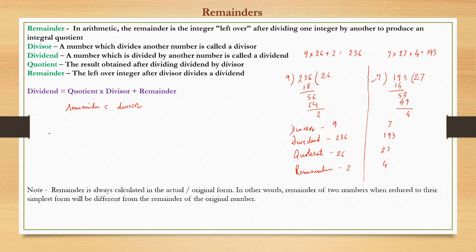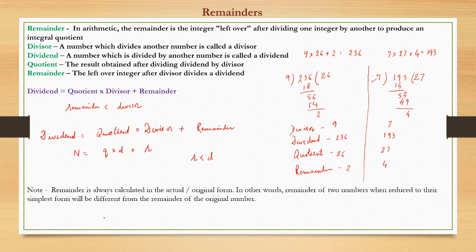So what is the relationship? We can write the dividend as the product of quotient and divisor, added to the remainder. So this is a very standard relationship where any number can be written as a product of q into divisor plus r, where r will always be less than the divisor d. Right, so this is a very standard thing.